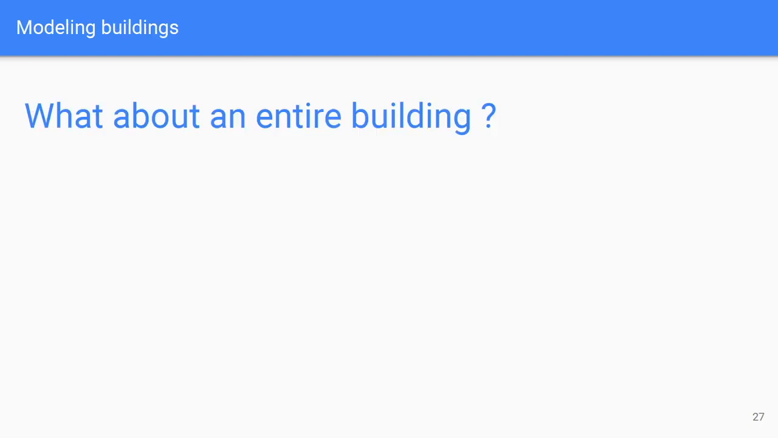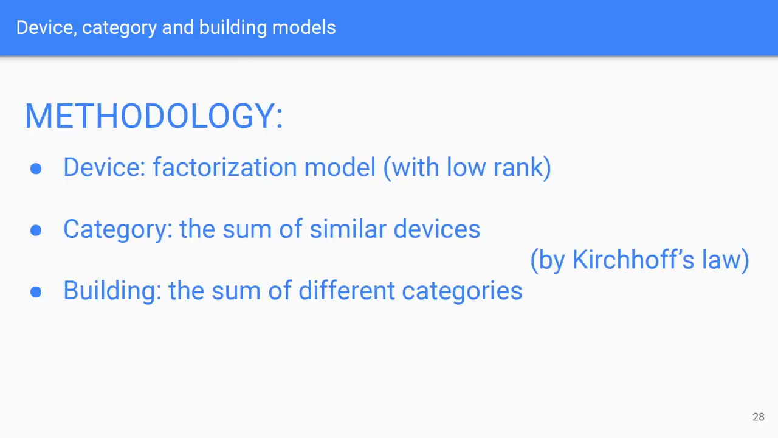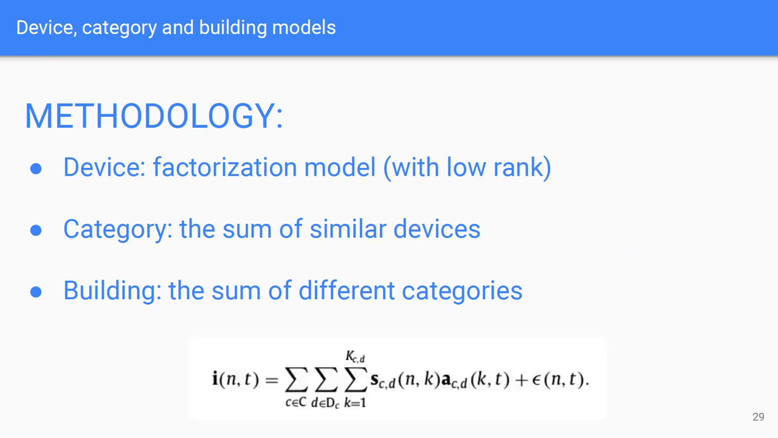Now, what about a model for an entire building? It's quite simple, in fact. We just use the model for our device I just presented, the factorization model. And we also represent a category model, which is the sum of similar devices in a building. For instance, you have thousands of lights or hundreds of computers in the buildings. So all of them are a category. And finally, the building model is just the sum of different categories in a building. And those two models, the category and building, are just given by Kirchhoff's law because we are just summing the currents of individual devices.